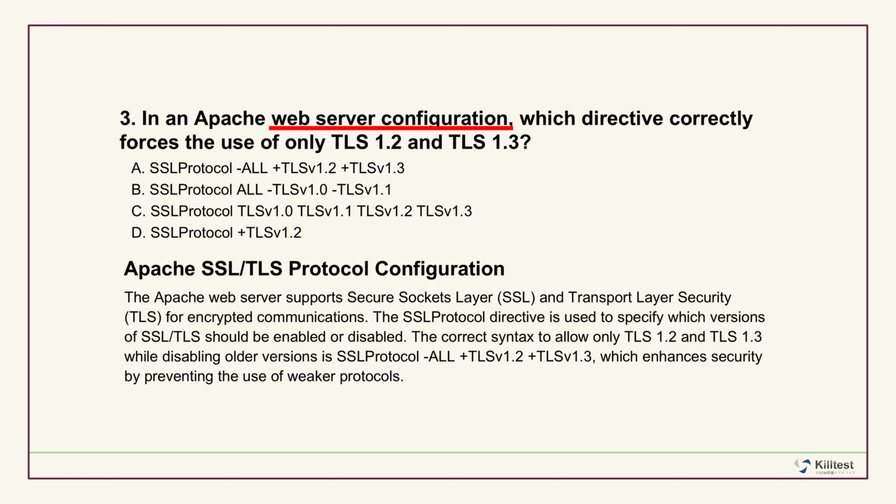Exactly. The configuration mentioned in the question, SSLProtocol -ALL +TLSv1.2 +TLSv1.3, disables all protocols first, and then specifically enables only TLS 1.2 and 1.3, the most secure. Essentially, you're shutting the door on any attacks targeting older TLS versions. Makes a lot of sense. It's like updating your software, patching those security holes.